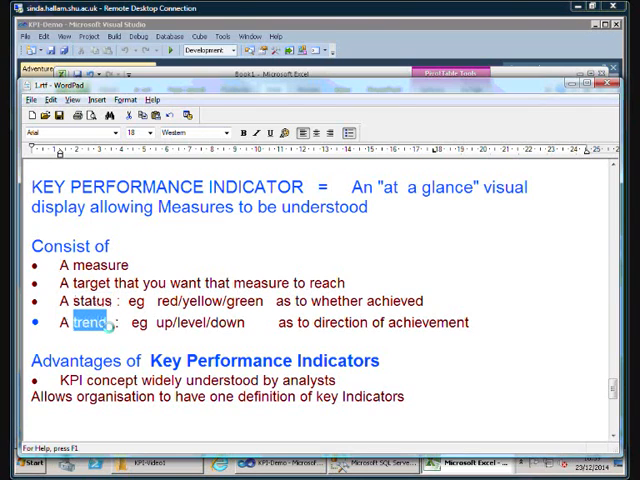And then very commonly, you want to be able to compare the value this year against the previous value, and that will lead to an arrow such as an up, level, down. And the advantage of key performance indicators are that the concept is all very widely understood in business. Many businesses use key performance indicators.